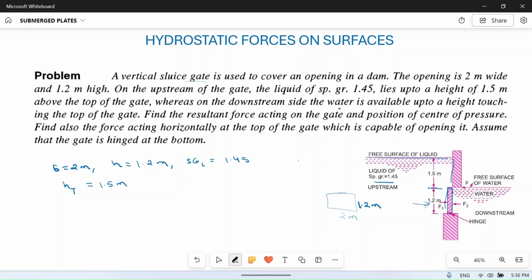Where is the downstream side? Water is available. So on the downstream side, rho is 1000 kg per meter cube, because it is water, up to a height touching the top of the gate. So it is up to the height of the gate. Find the resultant force acting on the gate and position of center of pressure.